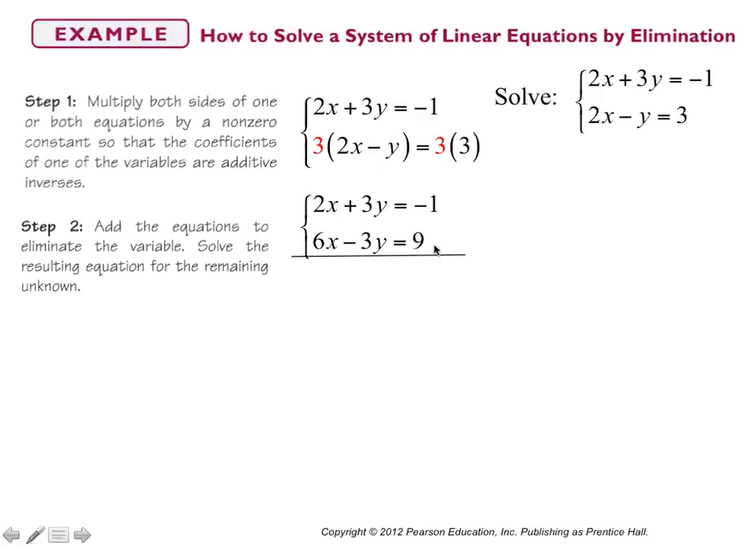Then step 2 is just adding the two equations together. So we have 2x plus 3y equals -1 and 6x minus 3y equals 9, and then we just add them together. The x terms, 2x plus 6x, become 8x. The -3y and the positive 3y cancel, becoming 0. And then we just get equals 8. So we have 8x equals 8, and then we divide both sides by 8, and so we get x equals 1.